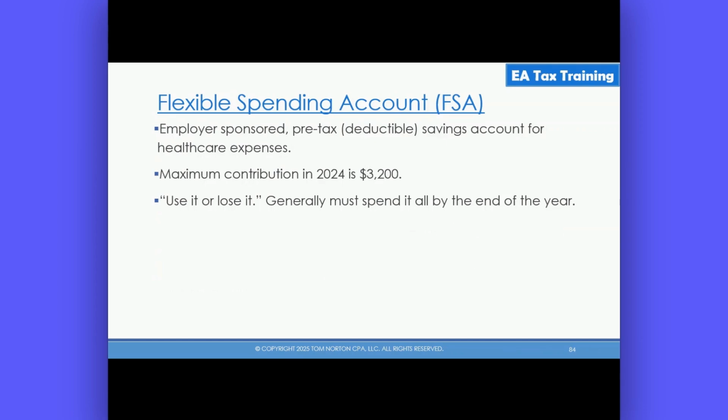Now, one benefit of the FSA over the HSA is that you do not need a high deductible insurance plan. So a lot of people don't like having that high deductible, so therefore they can't do an HSA, but they can still use the FSA. They just have to remember that they need to use all the money by the end of the year.